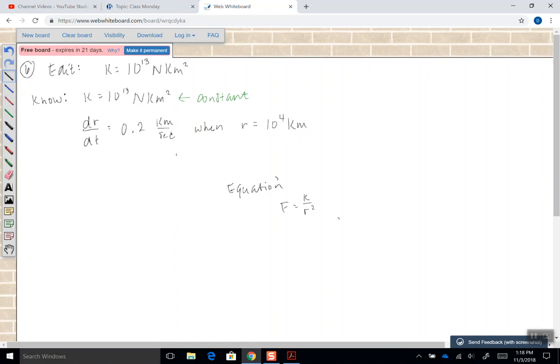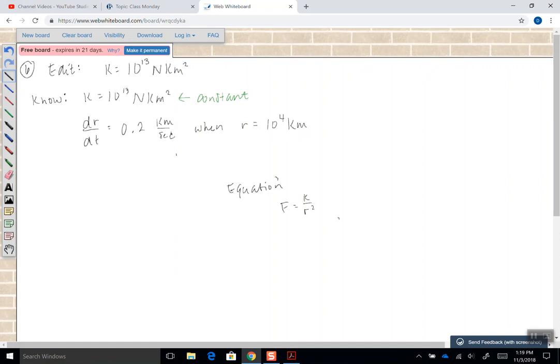The reason we have to think about the rate of change at exactly when r is 10 to the 4th kilometers is because, if you think about it, as the rocket gets farther and farther away from Earth, the gravitational pull will change, which means that dr/dt isn't going to be the same the entire time. So that's why it specifies when r is 10 to the 4th kilometers, which makes sense.